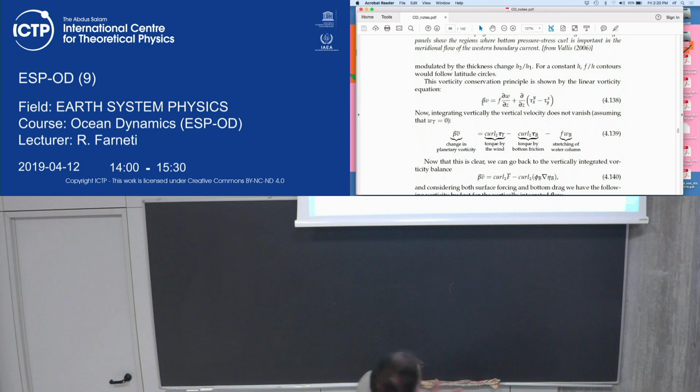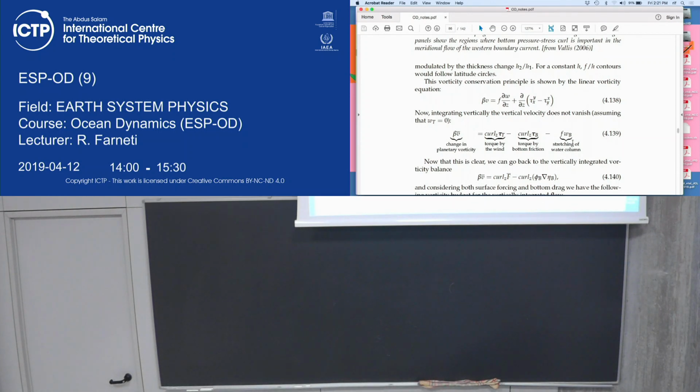Okay. So since we're talking about vorticity conservation, you can look at the linear vorticity equation, which is this one. And if you vertically integrate, the vertical velocity doesn't vanish, because vertical velocity is not zero at the bottom anymore. You have a bottom topography. So now you have three terms. On the right-hand side, you have the change in planetary vorticity, which is the response, the meridional velocity induced by either the wind stress curl or the torque by the bottom friction or horizontal viscosity, and the stretching of the water column induced by the change in topography.